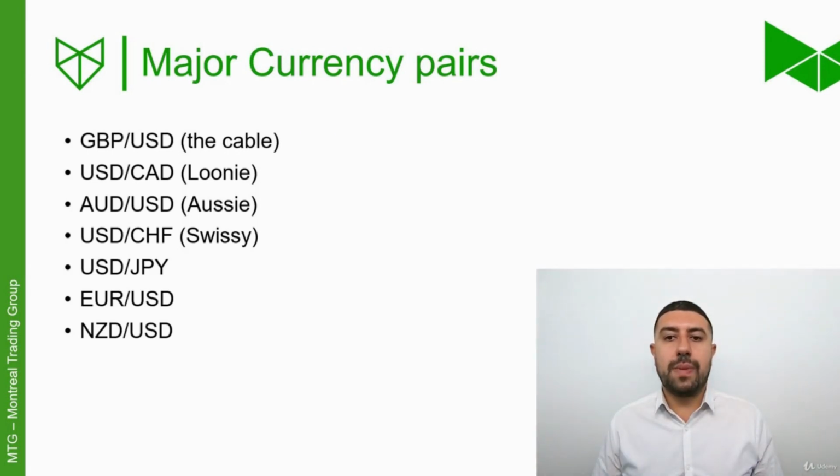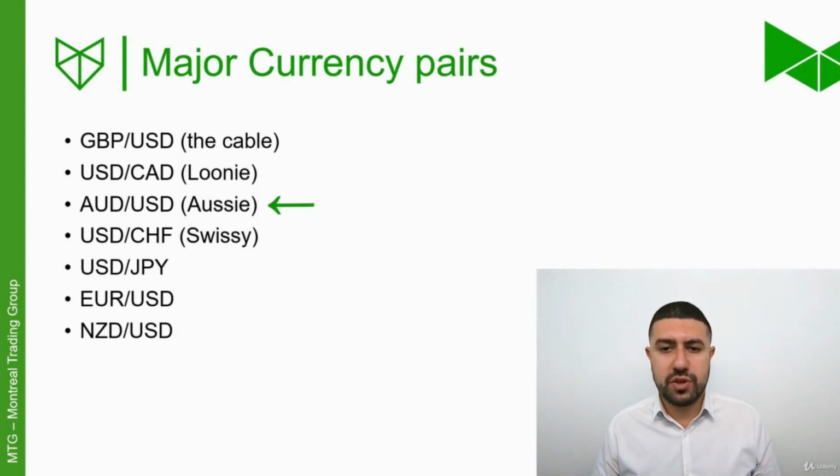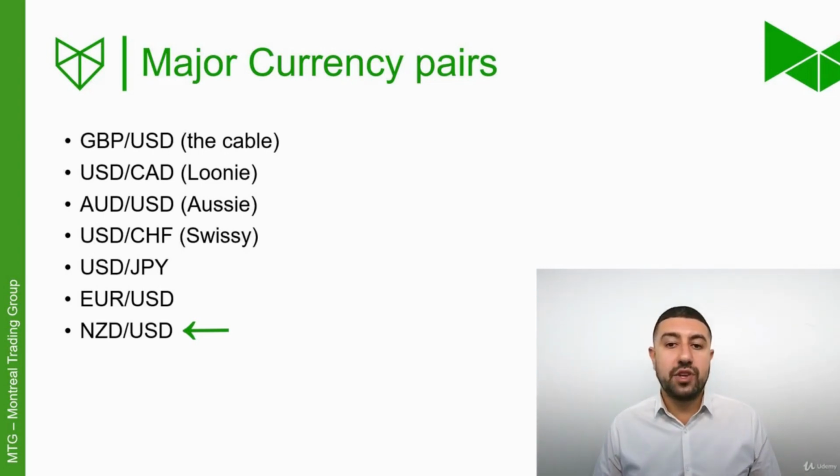So you have the pound sterling to USD, which, some of these have nicknames. We call this one the cable, but you don't really need to learn those. You have USD CAD, people call it the loonie. The Australian to USD, we call it the Aussie, so Australian dollar. Then this is USD to Swiss franc, so people call it the Swissy. USD to Japanese yen, Euro to USD, and New Zealand dollar to USD. So these are the major currency pairs. You'll see these often, and you're probably going to start by trading one of these currencies, okay?